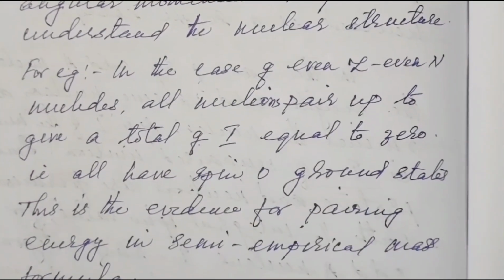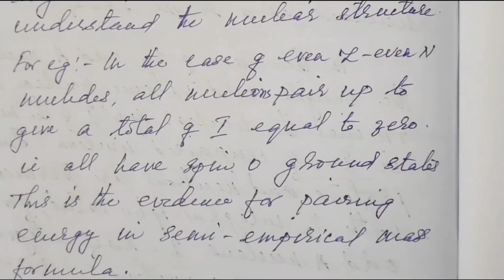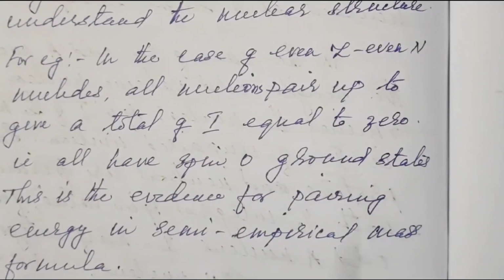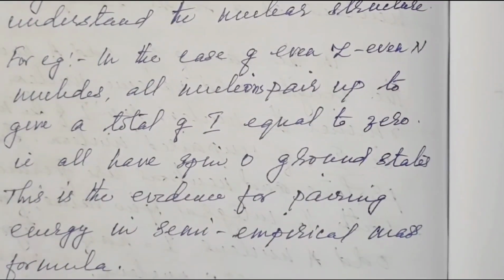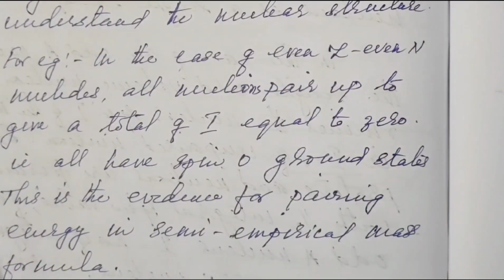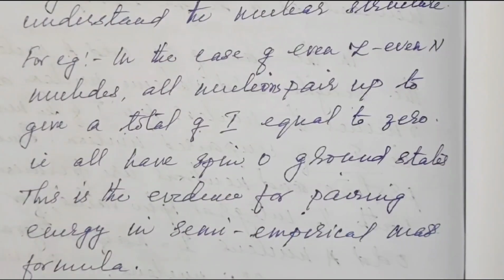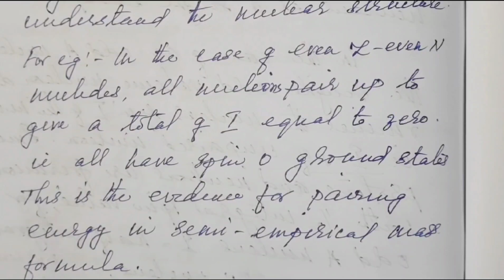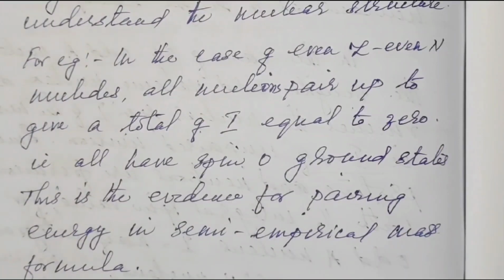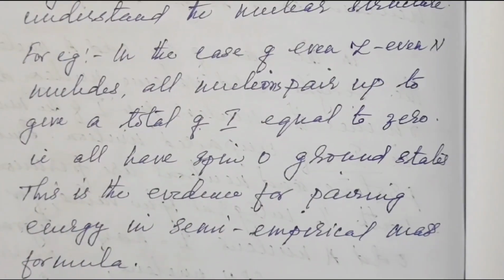As we explained, in the case of even Z, even N, that is an even number of protons and an even number of neutrons, all nucleons pair up to give a total of I equal to 0. That is, all have spin 0, the ground state. So this is the clear evidence of the pairing effect in the semi-empirical mass formula.